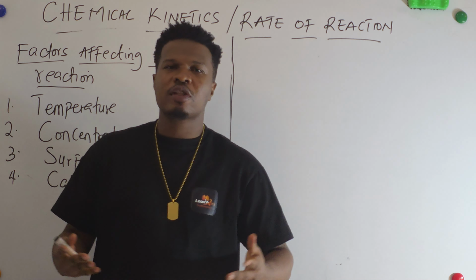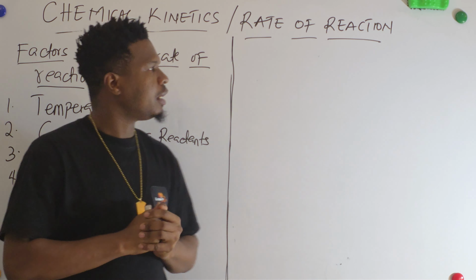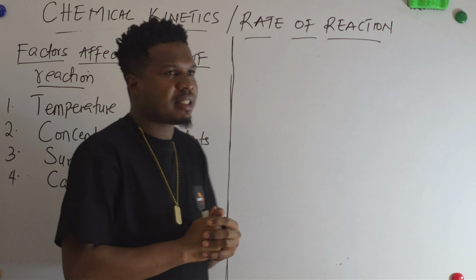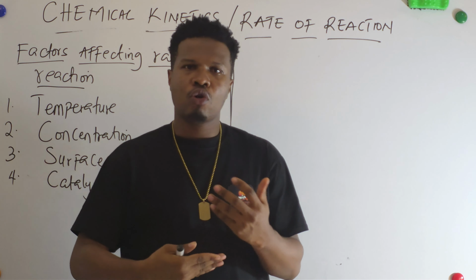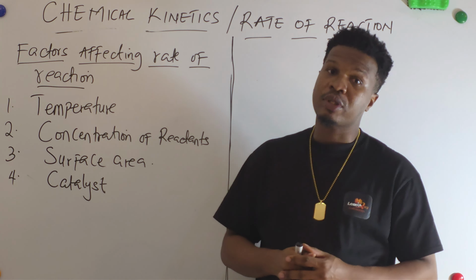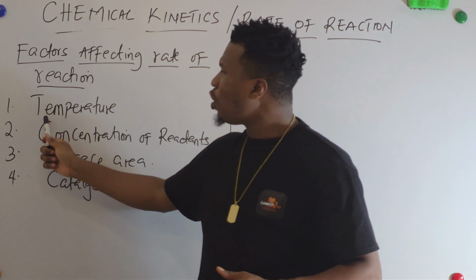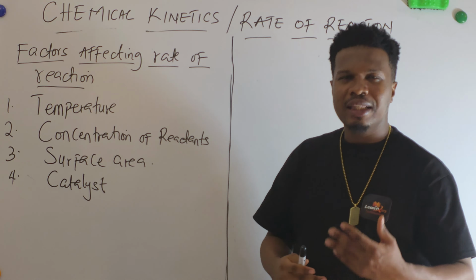About the factors affecting rate of reaction. Okay, there are 4 key factors that can affect how fast or how slow a reaction can proceed. The number 1 is temperature. Now, how does temperature affect the rate of a reaction?